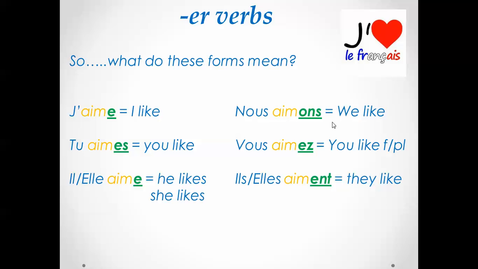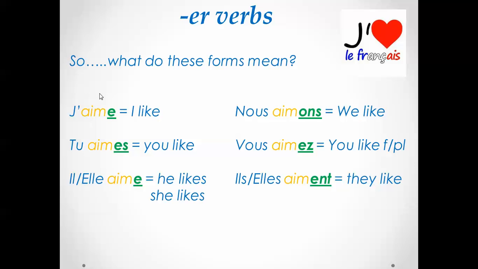Nous aimons, we like. Vous aimez, that's you like as in you all. If I were talking about all of you in my class, talking to everybody, I'm going to use vous. Or if I'm talking to the President of the United States or the principal of the school, I would say vous, because that's also how we show respect. And then with the ENT ending, ils aiment, elles aiment, that means they like. Ils is for a group of boys and elles is for a group of girls.